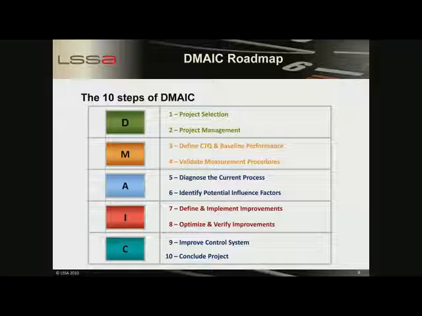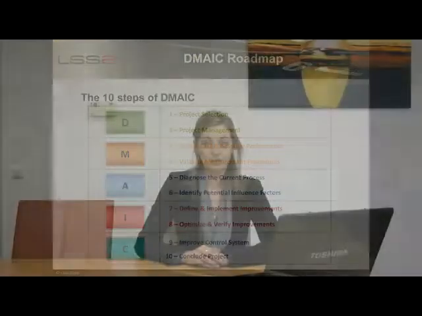In the analyze phase, the current process is diagnosed and the most influencing factors of the outcome are determined. In the improve phase, we select and implement the improvements to the system. We then verify that these improvements realize the goal of the project. In the control phase, we change the control systems so that they can sustain the realized improvements in the future, and we conclude the project by turning over the responsibility to the process owner.